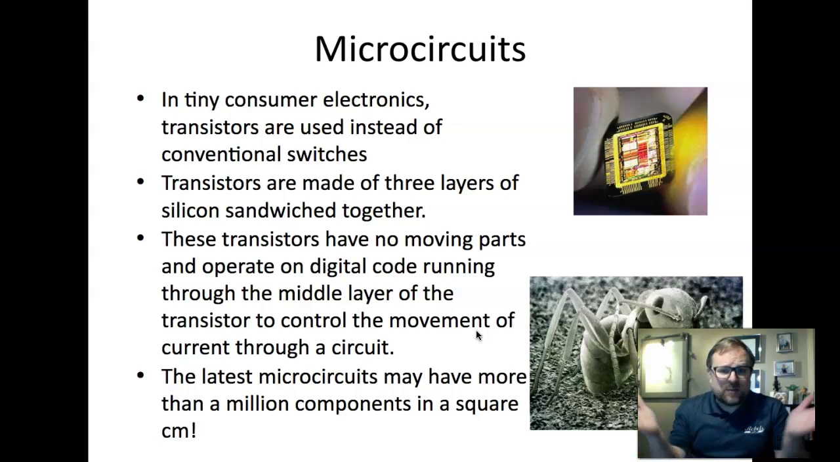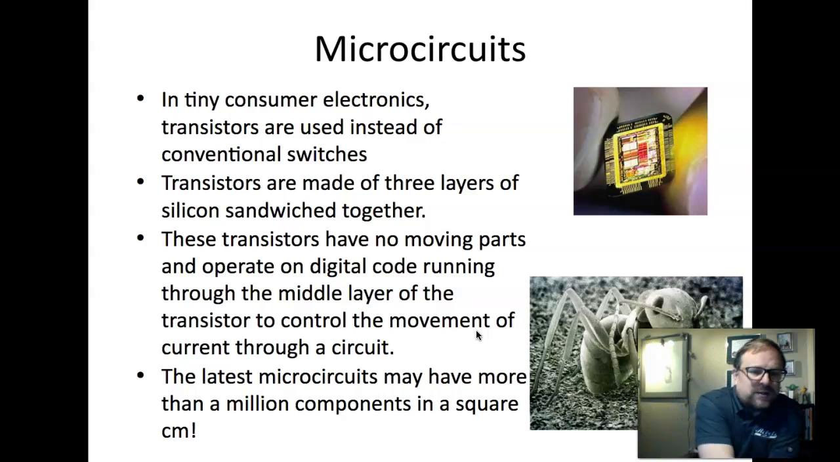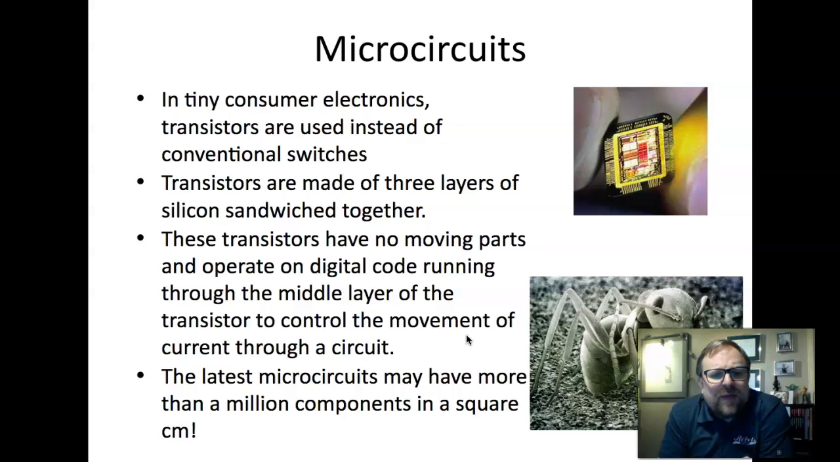I'm sorry, this was a long concept for us to go through, but there's a lot in here and a lot to explain. Microcircuits are tiny circuits that we find in a lot of our consumer electronics, like our cell phones and things like that. And they use transistors instead of switches to control the amount of current moving through an area. And the transistors are usually made of 3 layers of silicon that are sandwiched together.